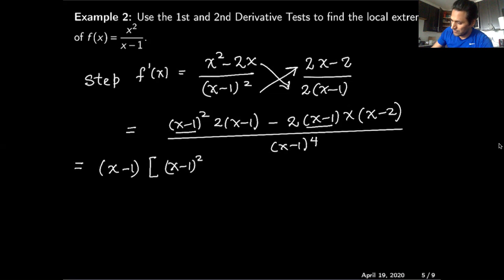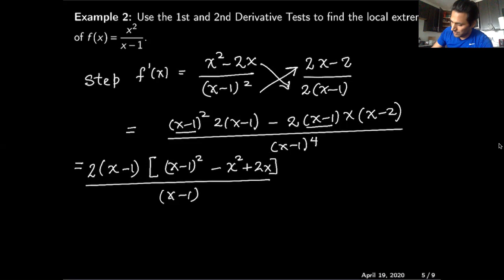I can also pull out 2. So that's gone, and this is going to be left with minus x squared plus 2x, and the whole entire thing is divided by (x minus 1) to the power of 4. This will cancel one power here, so you have a 2.